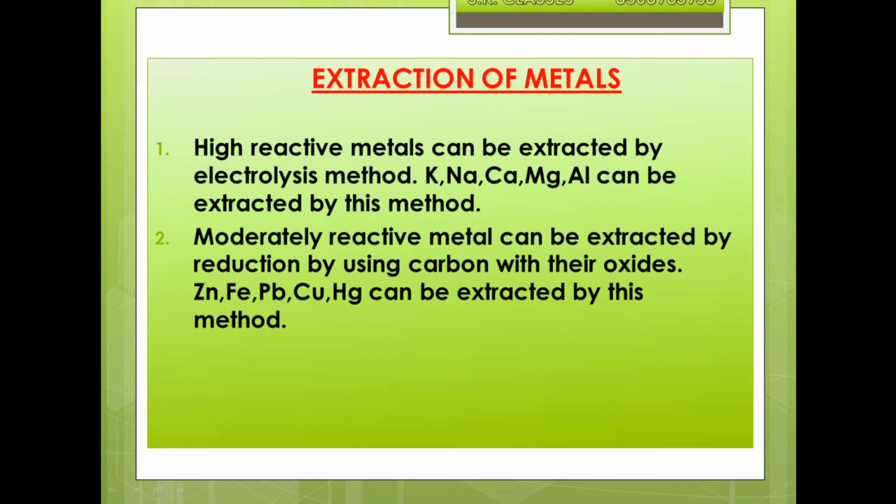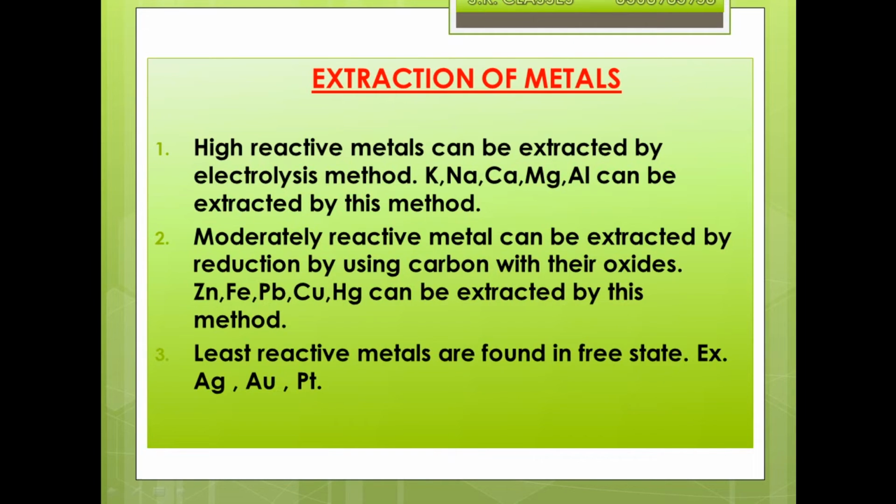Second one, moderately reactive metals can be extracted by reduction using carbon with their oxides. For example, zinc, Fe, Pb (lead), Cu (copper), Hg (mercury) can be extracted by this method. And third one, the least reactive metals are found in free states. For example, silver, gold, and platinum.